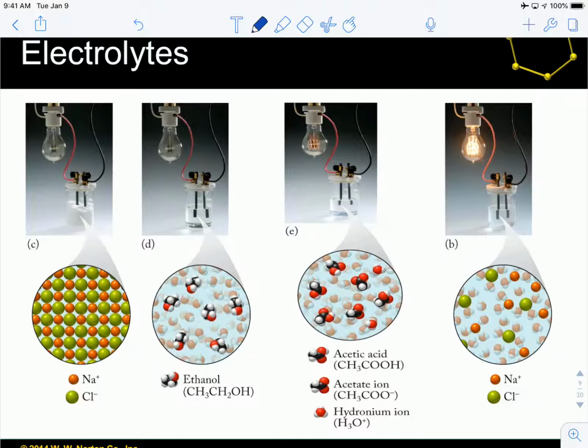Electrolytes. What I have here is 3 figures. What I have on the left are non-elect... Oh, wait a second. I thought I had B, C, D, and E. Okay, yes. So let's start on the right here.